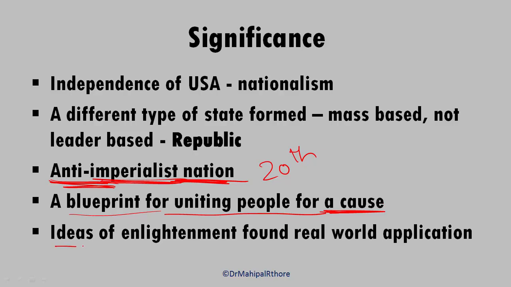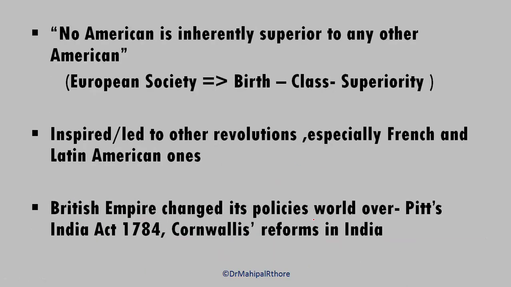Also, ideas of Enlightenment that had been around for almost 100 years before this American Revolution took place, for the first time they found their real world application. No one had used those ideas. John Locke said that power comes from the people, but he used to live in England. The power came from the king or the parliament later. Power never came from the people. There was no election, there was no democracy where 100% people are voting. But now, the ideas of Enlightenment that were given by the Western thinkers had found their real world application.